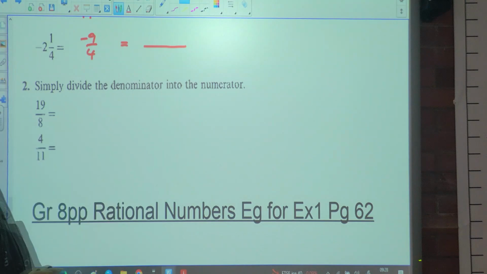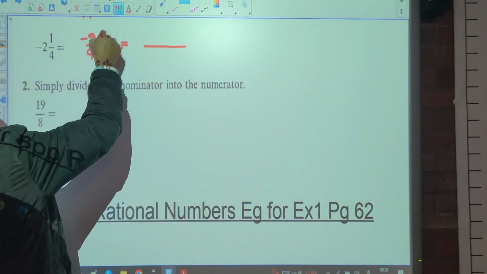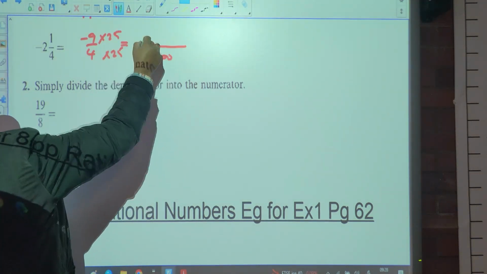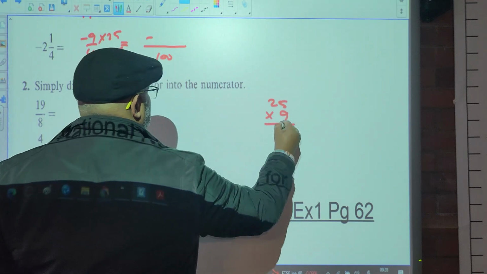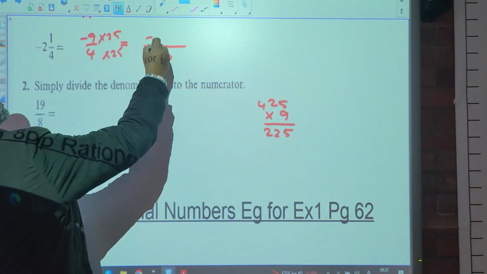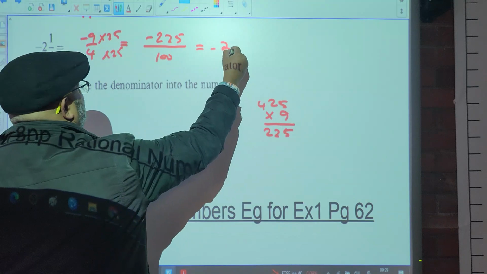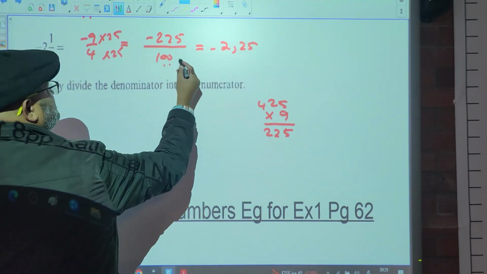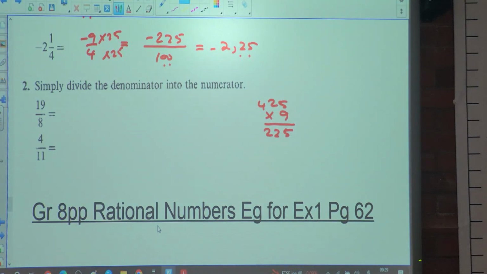So how do I get the denominator as a power of 10 there? Times by 25. Why? So we can get 100 in the denominator. So 25 times 9 is 225. There's going to be negative 2,25. As you can see, it's 2 decimals after the comma, as there are 2 zeros in the denominator.